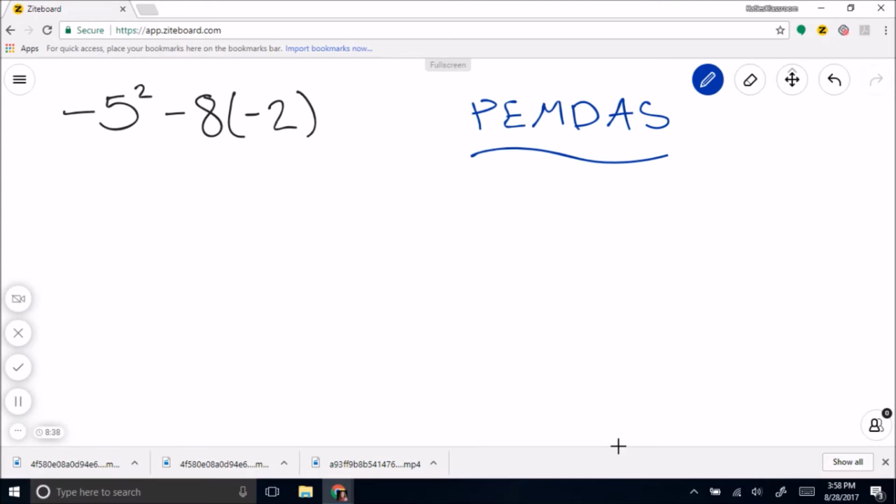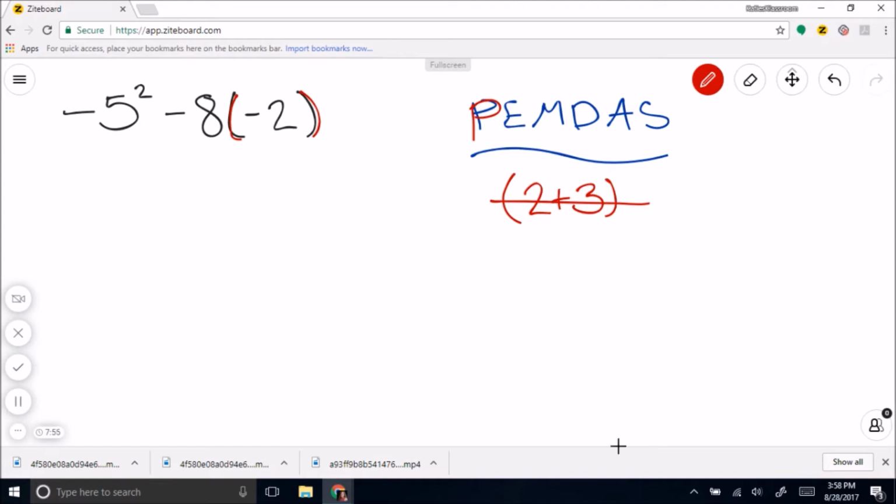I have had students in the past ask me, oh wait, but there are parentheses. And yes, in this problem there are parentheses, but it is not the parentheses represented here in PEMDAS. This set of parentheses is only telling us that we are taking 8 times negative 2. Parentheses means if there is a math operation inside the parentheses, that's what we need to do first. This is just a negative 2 hanging out all by its lonesome in the parentheses. It's just telling us to multiply by the 8. So this is just multiplication, not parentheses. So don't get confused with that.